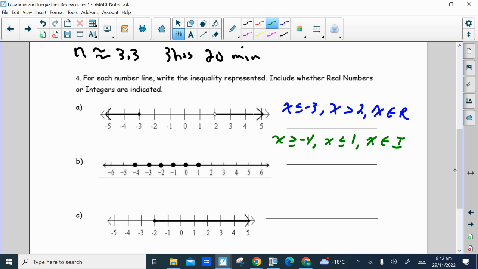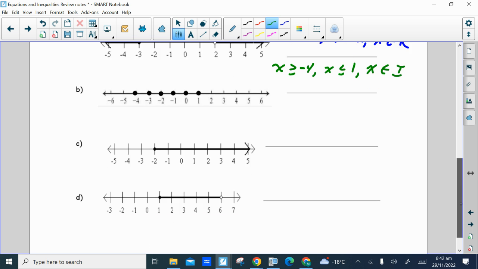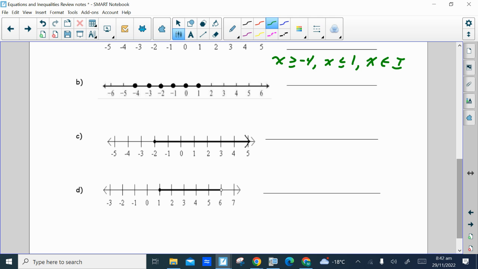Okay, so the next one. Again, a line is used, which means it's real numbers. It starts at -2, and that value is included because the dot is colored in, and the arrow goes off to the right. So we would say in this case that x is greater than or equal to -2, and once again, x is an element of real numbers because it's a line.